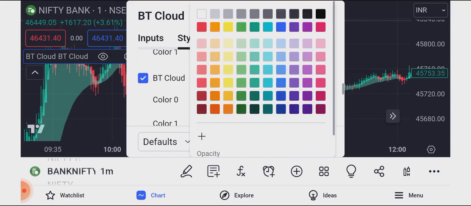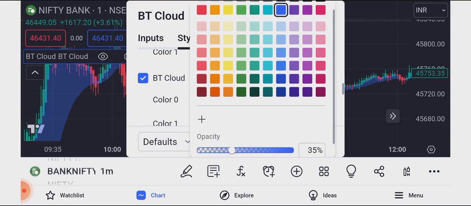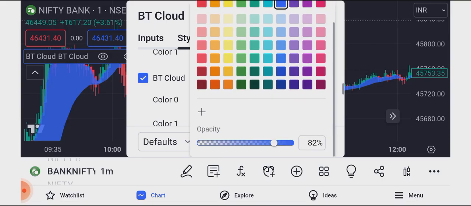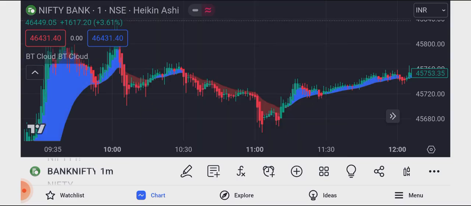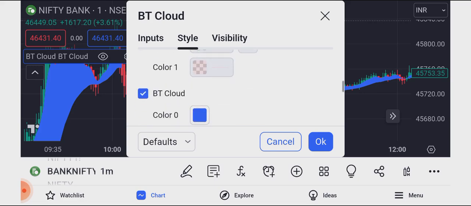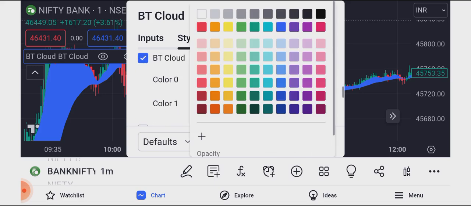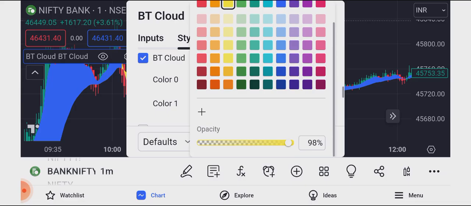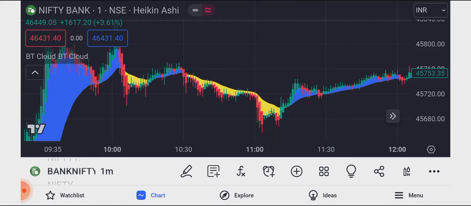Now we change the color. We change the color to blue, and precision is 100%. If you check, it is changed. And for the other BT Cloud, the color is brown, so we select yellow color, and opacity we select more than 90%, and done.